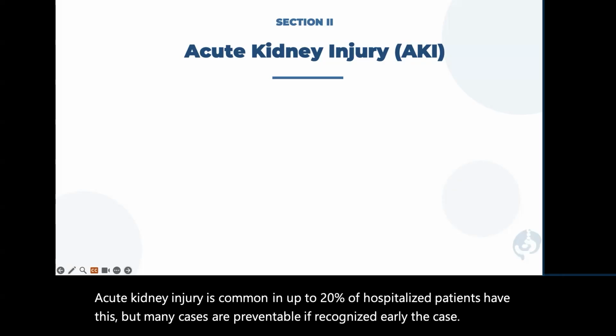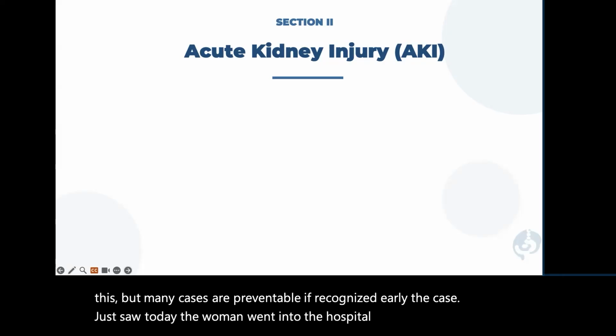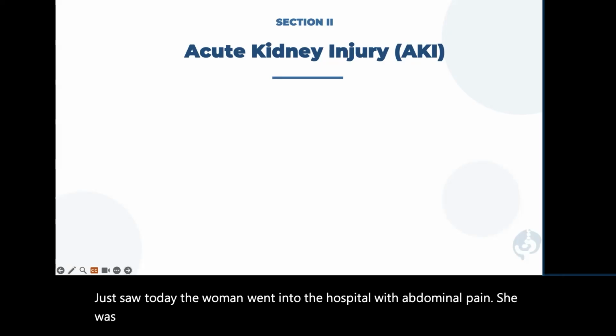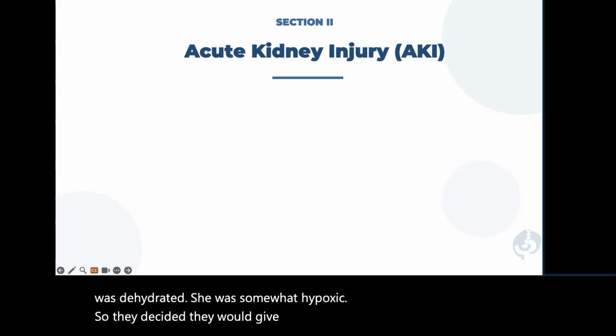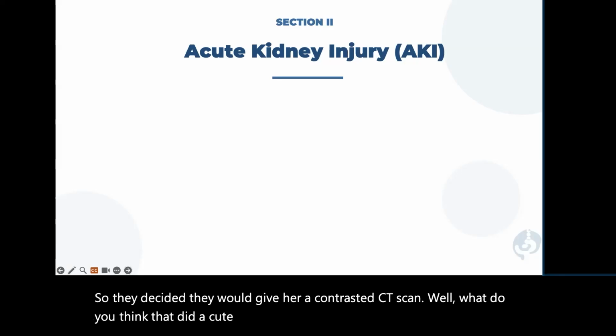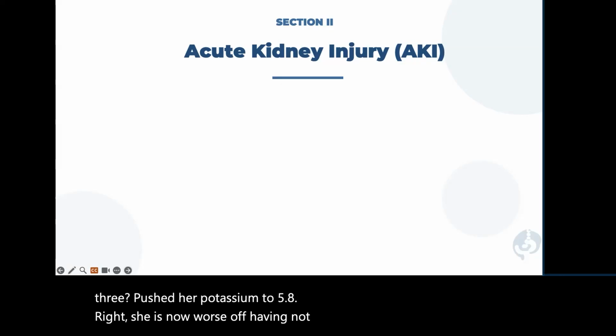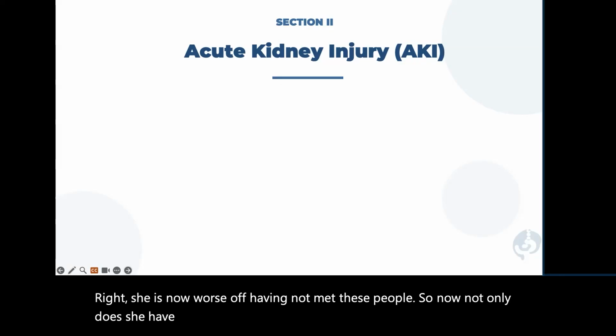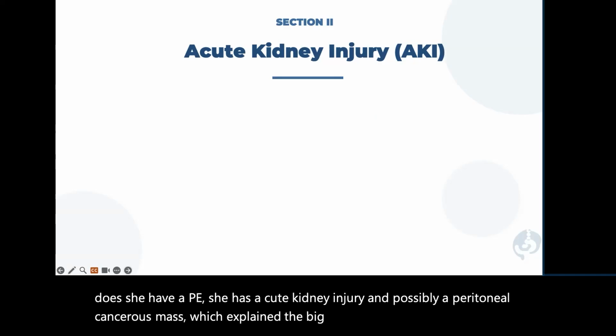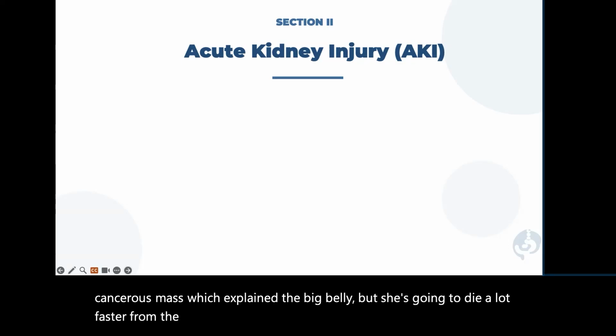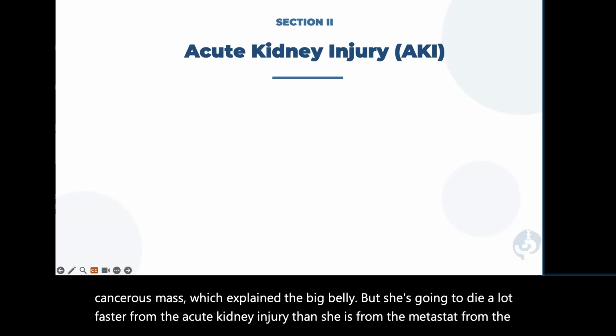The case I just saw today, the woman went into the hospital with abdominal pain. She was dehydrated. She was somewhat hypoxic. So they decided they would give her a contrasted CT scan. Well, what do you think that did? Acute kidney injury. That pushed her creatinine to 3 and her potassium to 5.8. She is now worse off. Now, not only does she have a PE, she has acute kidney injury and possibly a peritoneal cancerous mass, which explains the big belly, but she's going to die a lot faster from the acute kidney injury than from the metastatic cancer.